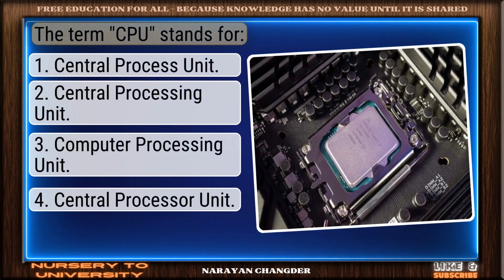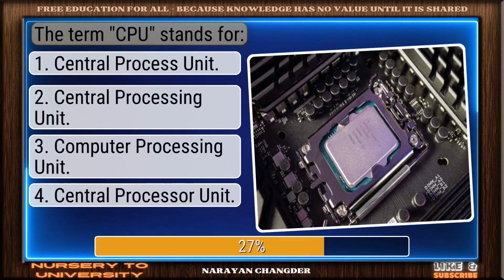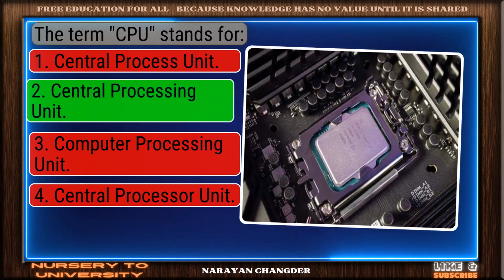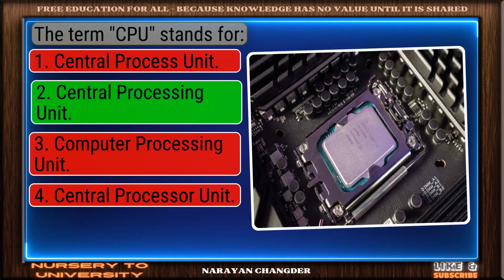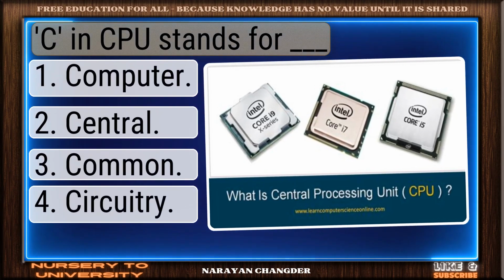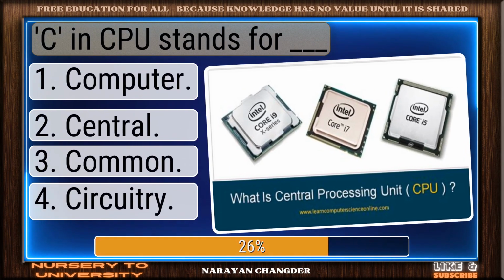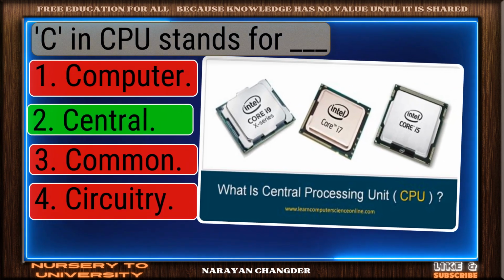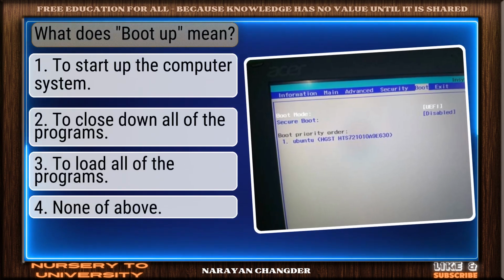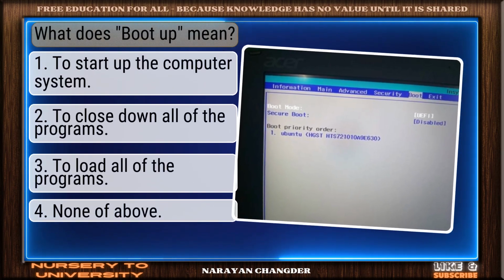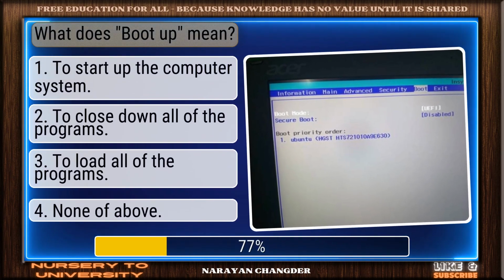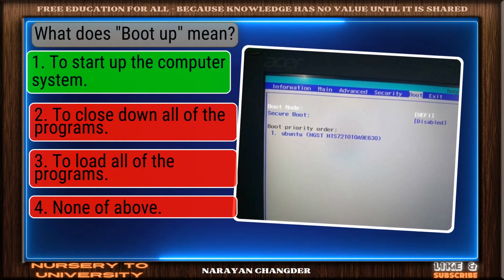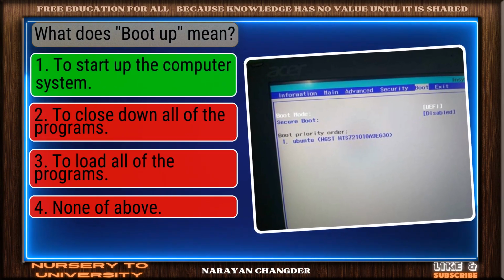Question number 70. The term CPU stands for? Excellent choice. Central Processing Unit is the right answer. Question number 71. C in CPU stands for dash. Nice work. You chose Central and it is correct. Question number 72. What does boot up mean? Exactly. To start up the computer system makes sense and it is the right choice.